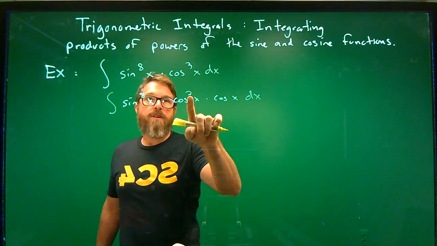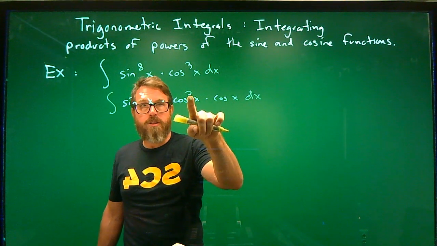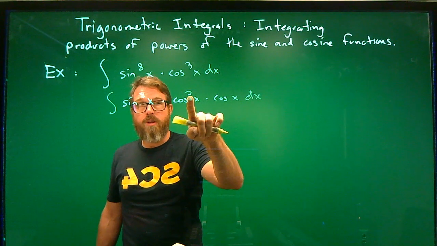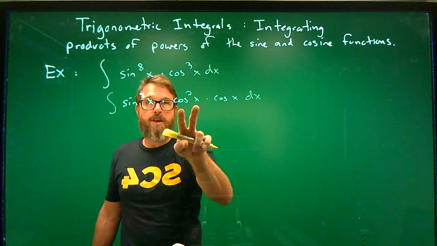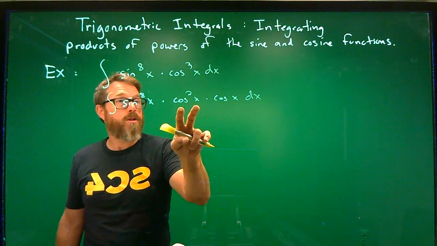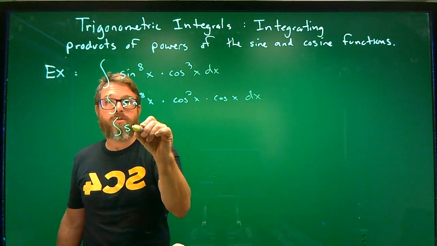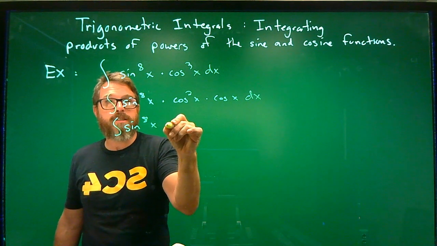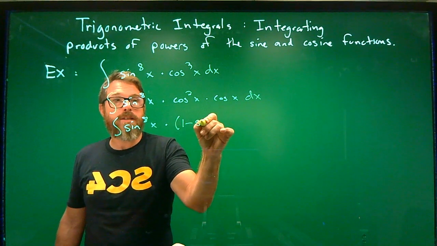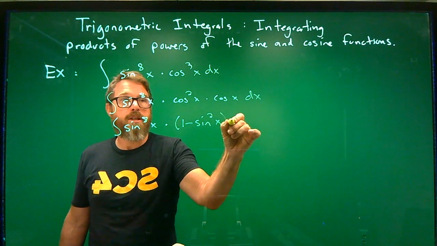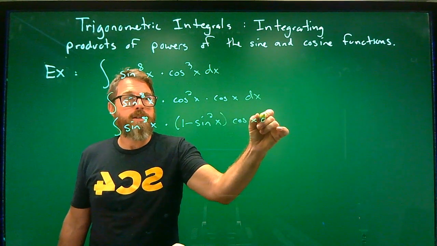Now before I had a fifth, so this was squared, but this is already in the squared form, so we've already finished that method. We just turned that squared into 1 minus sine squared. So this is the integral of the sine to the 8th of x times 1 minus sine squared of x times cosine of x dx.